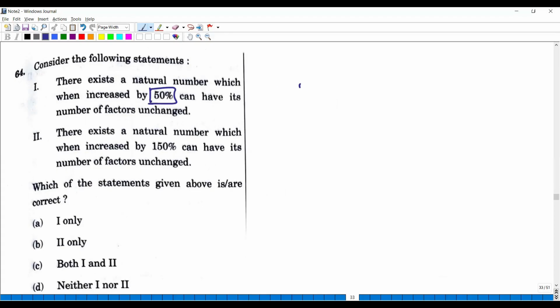There exists a natural number which, when increased by 50%, can have its number of factors unchanged. An increase of 50% means 3 by 2 of n. Similarly, an increase of 150% means 250%, which is 5 by 2 of the number. Obviously, if I assume n as, suppose, 7 into 2, that is 14.